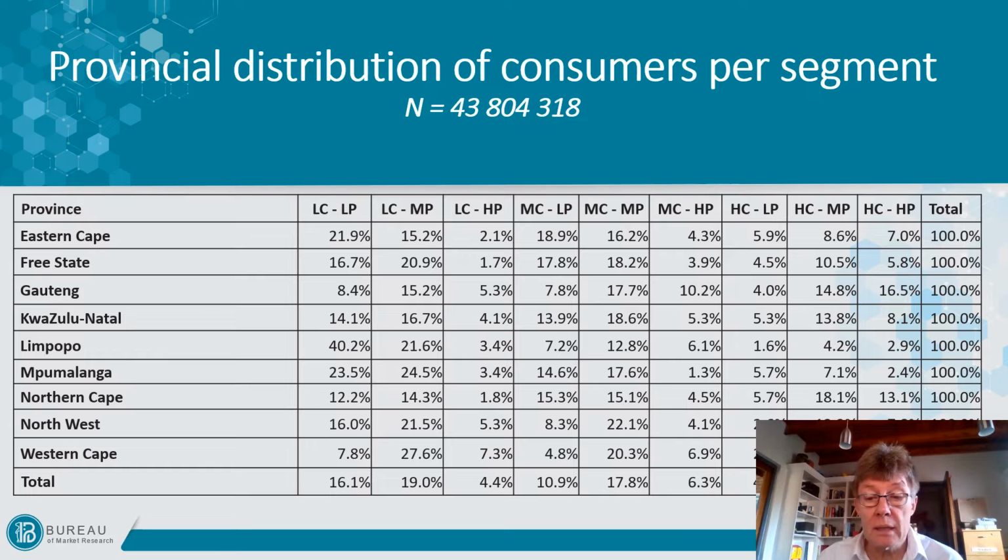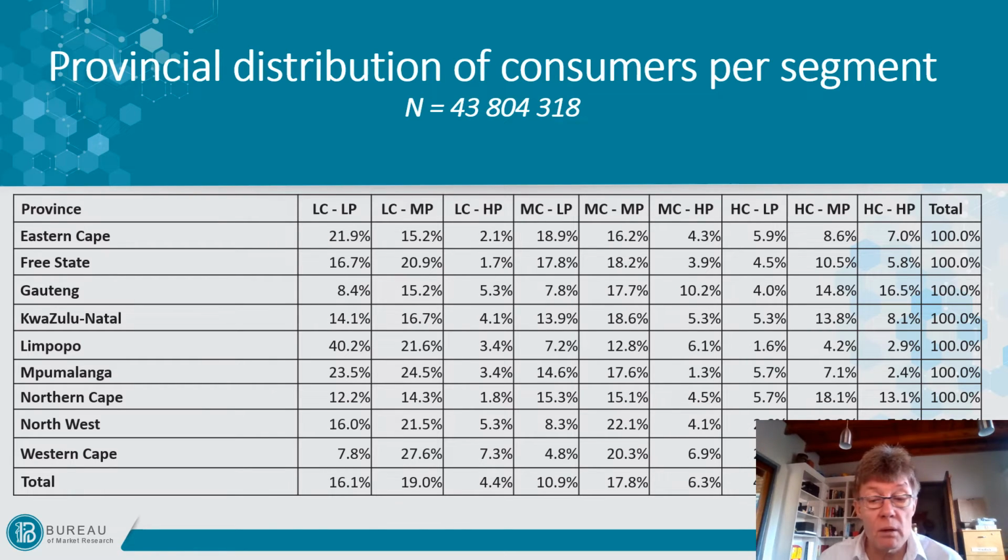Then when you look at the provincial distribution of the consumers per segment, and remember this presentation is also there to give you a provincial view, you will notice that when you look at your low consumption capacity, low potential provinces with a very high percentage, there is the Eastern Cape, Limpopo, Mpumalanga, and these provinces are also typically seen as the poorer provinces in South Africa.